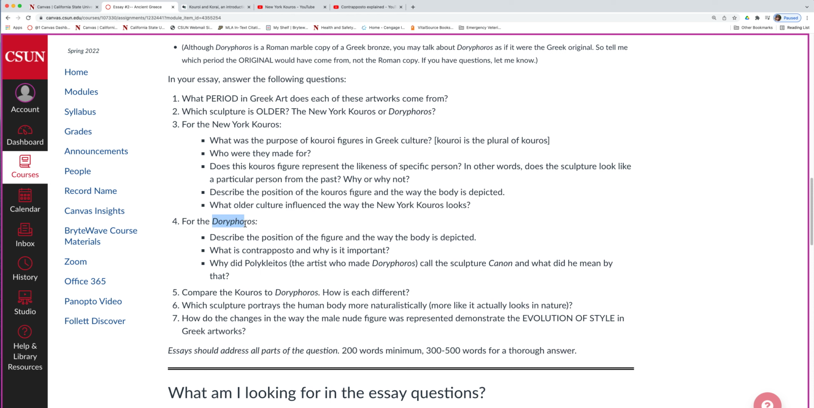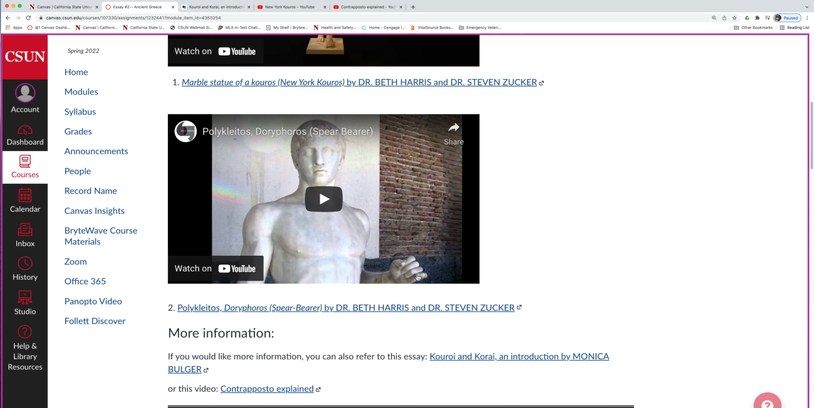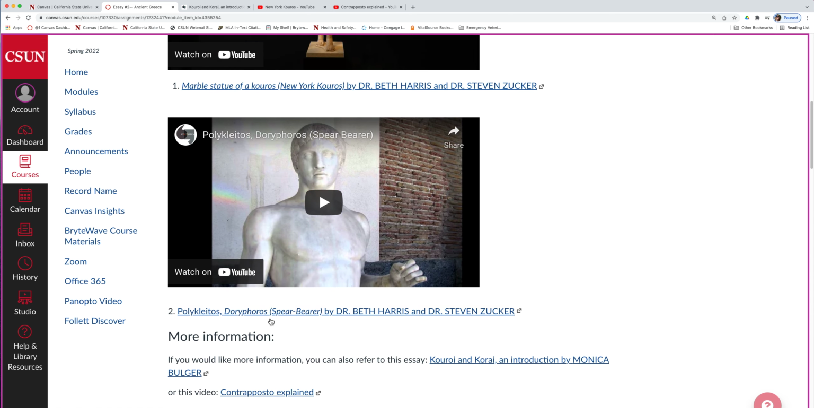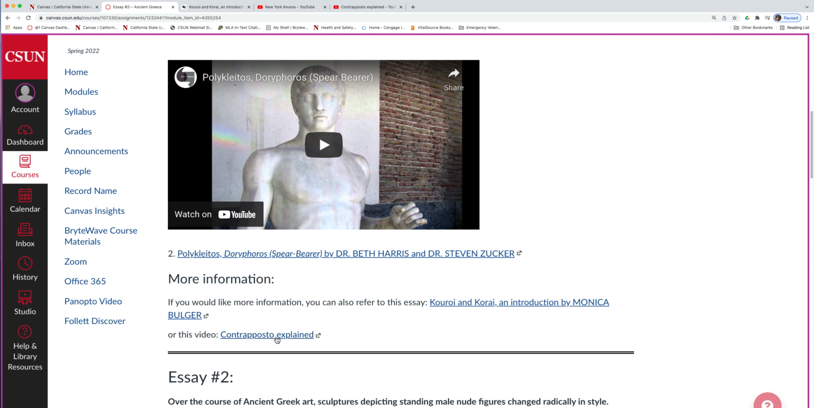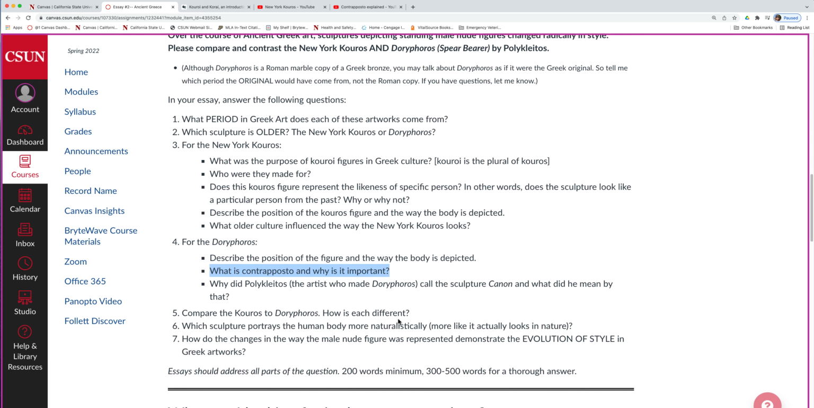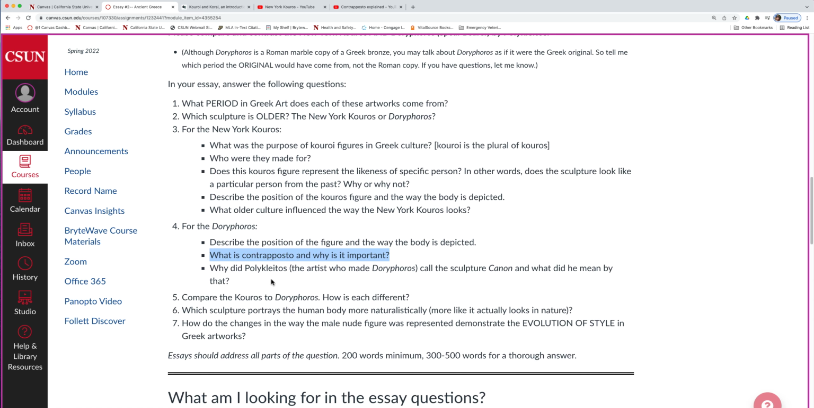For the Doryphorus, describe the position of the figure and the way the body is depicted. What is contrapposto and why is it important? If you didn't get enough of that from this video, well, they even talk about it in the first video too. You can go to their video called Contrapposto Explained. Why did Polykleitos, that's the artist who made the Doryphorus, call the sculpture Canon? And what did he mean by that?